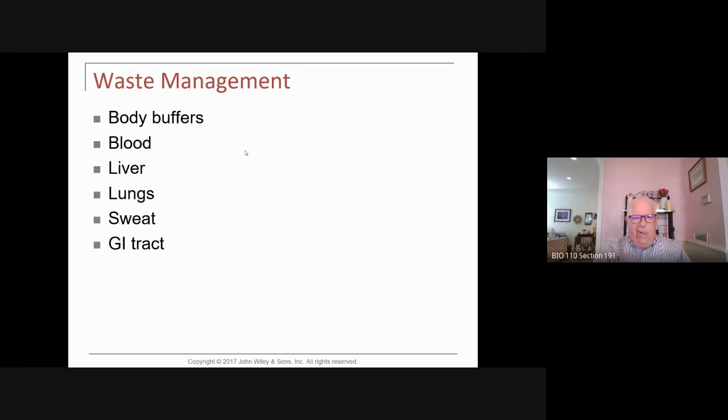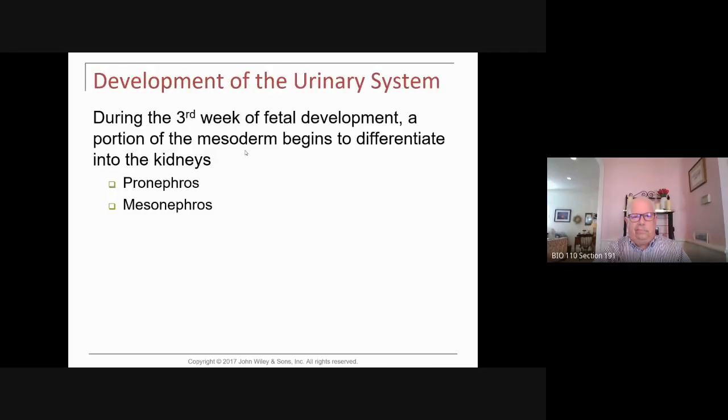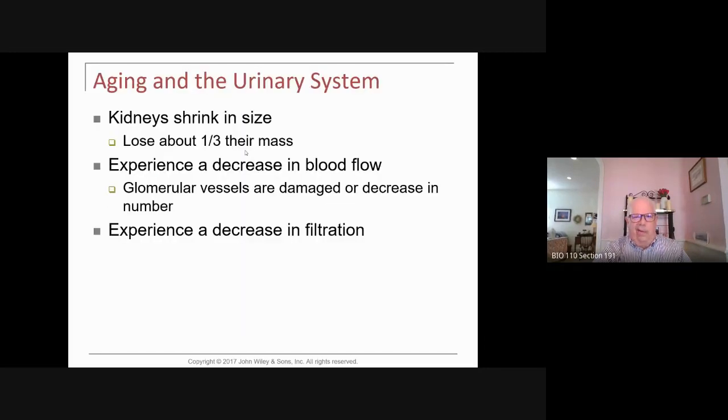They get rid of waste. 4 systems that get rid of waste. Again, the respiratory system, the urinary system, the integumentary system, otherwise known as your skin, and the digestive system. Okay? Don't worry about fetal development of your urinary system. That's definitely not important.